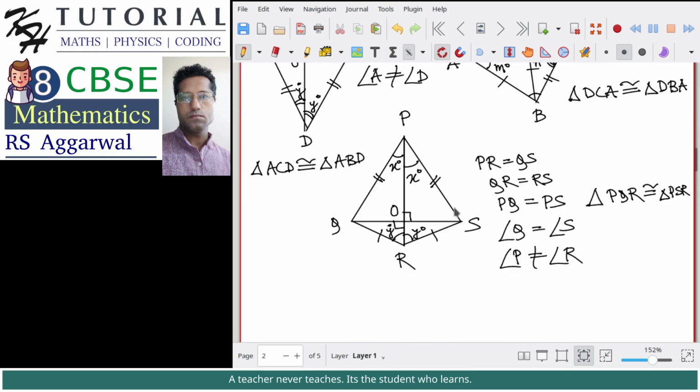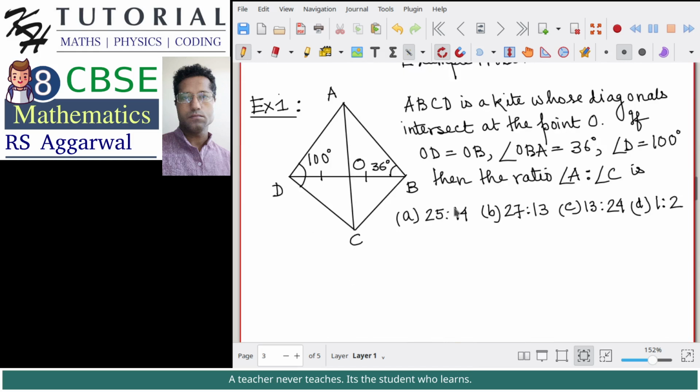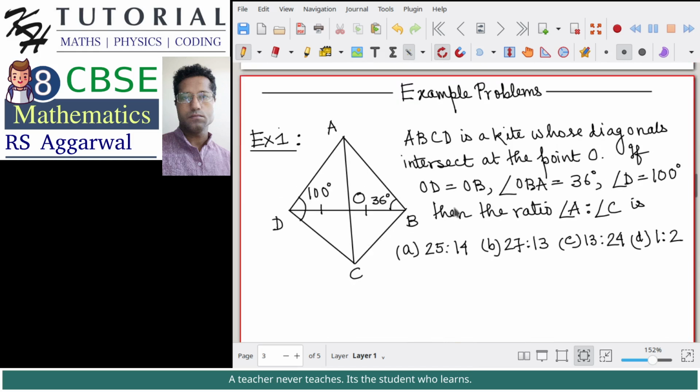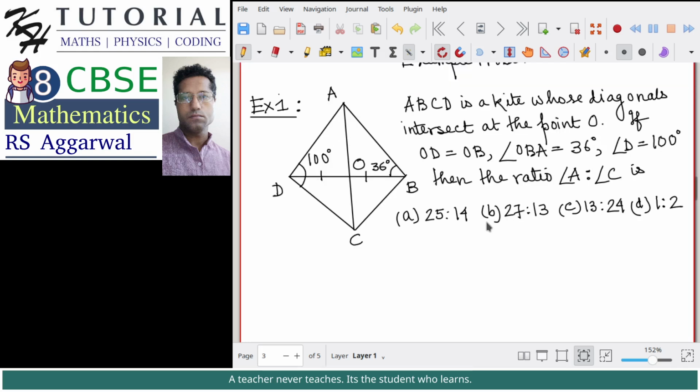Now let's solve. I have only two problems for kite. Let's try to solve these problems. First, you should try to solve these problems yourself. That is, pause the video and try to solve the problem yourself. But if you're stuck or if you want to see my way of solution, then please do watch the solution. But always try to pause the video and try to solve the problems yourself first.